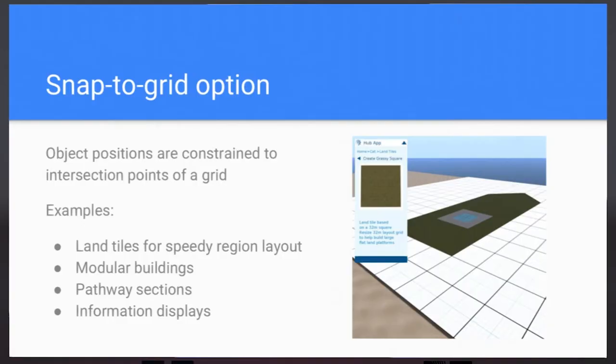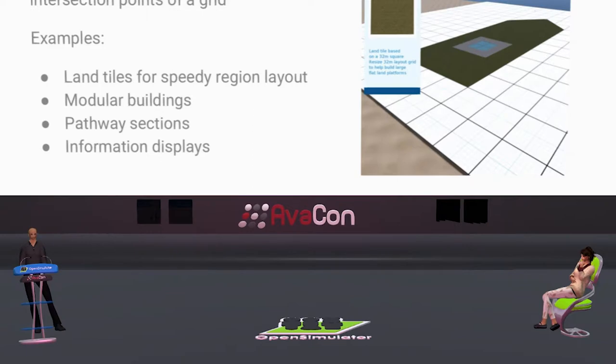For example, for the snap to grid option, you can position objects which may be tiles for your land. It can actually be any kind of mesh objects, even including hills and any kind of surface, and you can place them very accurately and very quickly and have something very neat displayed. Another example where snap to grid becomes useful is when you want to create a building. You can have different modules of the building component, and with a couple of clicks, land on a custom virtual building. You can also find this very useful when creating pathways or information displays.